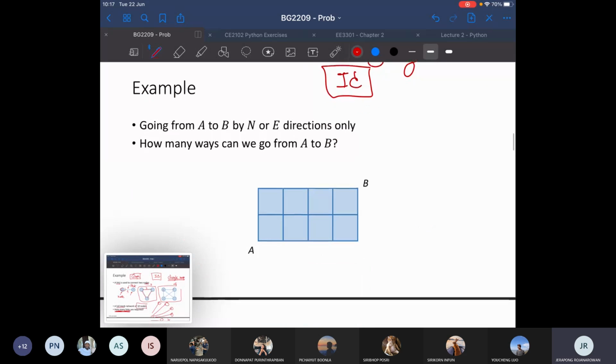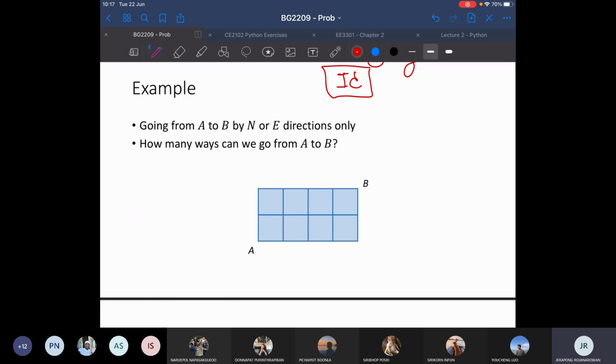Another question that you have seen before, but this time I want to know how many. Last time we talked about the sample space, right? But right now we want to know all of them, not listing all of them, but how many. How many ways can you go from here to here, going only north and east, from A to B?